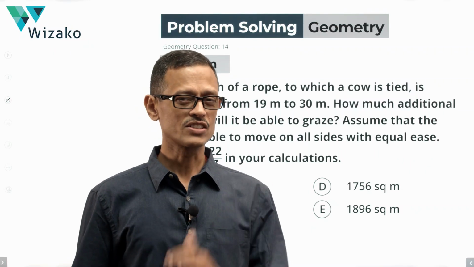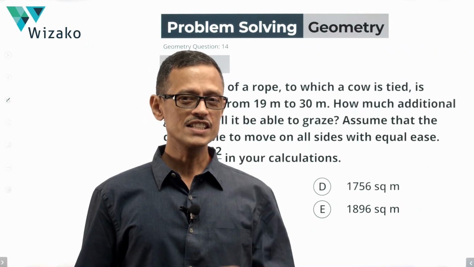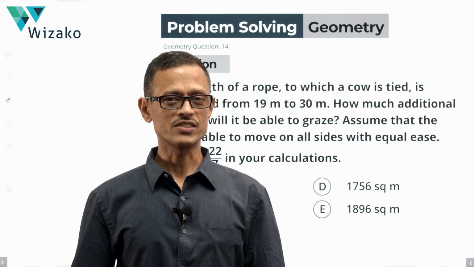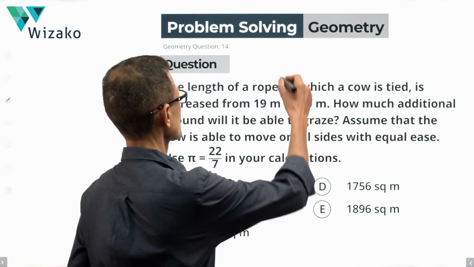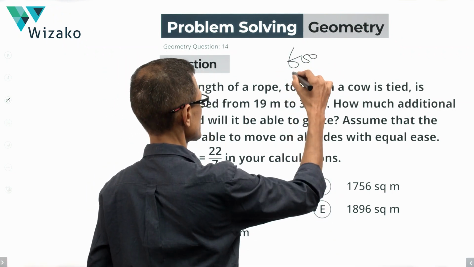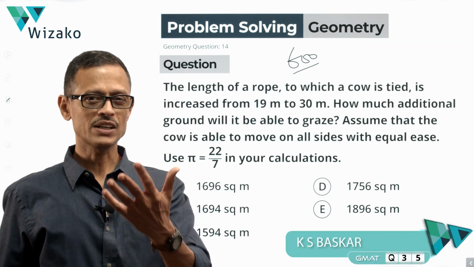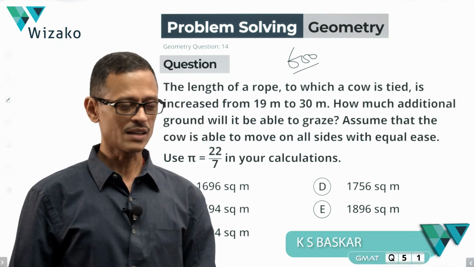Hi all, it's an easy question. I'll classify this as an easy GMAT geometry problem solving practice question, a 600 level question. Concept tested: area of circles. Let's run through the question; you should be able to crack it in about a minute or a minute and a quarter in the examination.